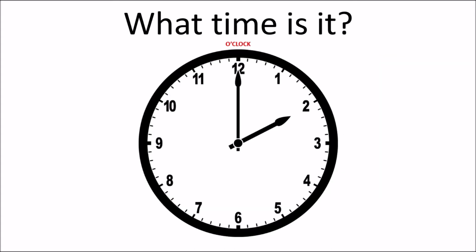Can you read the time for me? What time is it now? That's right. It's 2 o'clock because the hour hand is by 2 and the minute hand is at o'clock. So it's 2 hours have passed, or it's 2 o'clock. 2 hours after 12 o'clock.